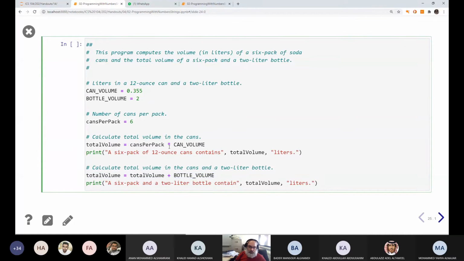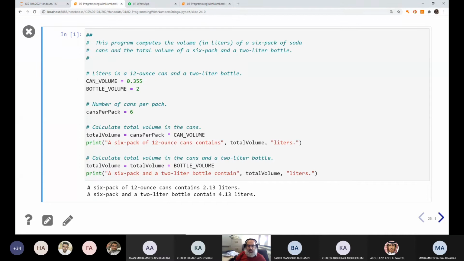So now if I want to run it, all I need to do is shift enter. As you can see here, a 6-pack of 12-ounce cans contains 2.13 liters. So now, based on this, which one is more economic, the 6-pack or the one bottle? The 6-pack is more economic, and a 6-pack and a 2-liter bottle contain 4.13 liters. 2 plus 2.13 is basically 4.13. Any question, guys?